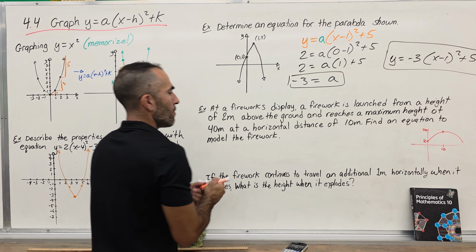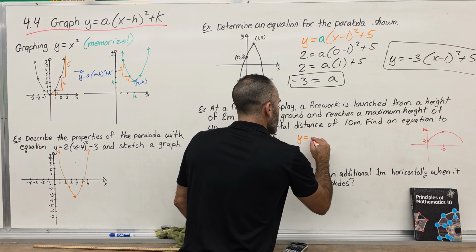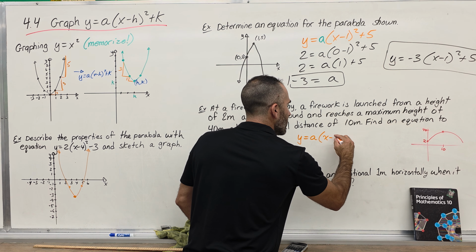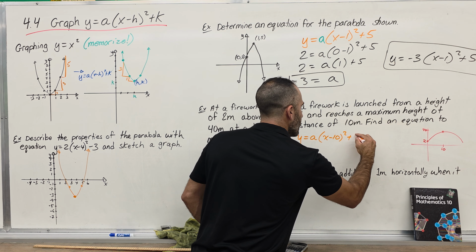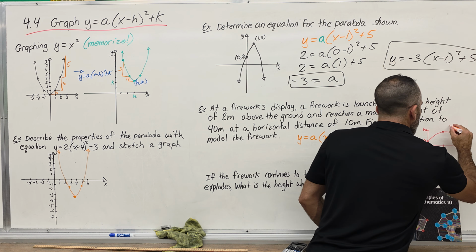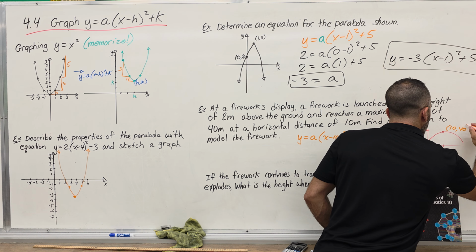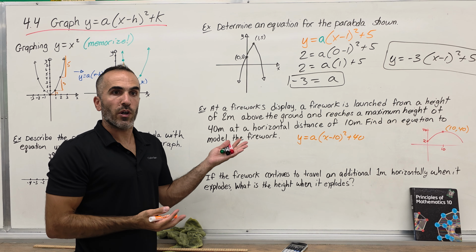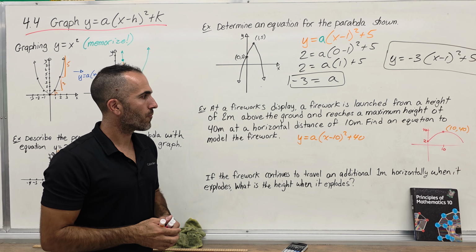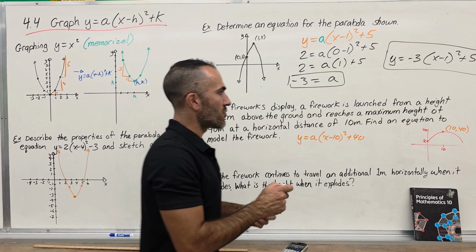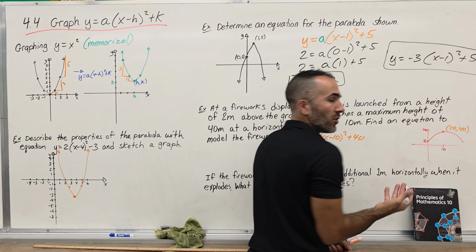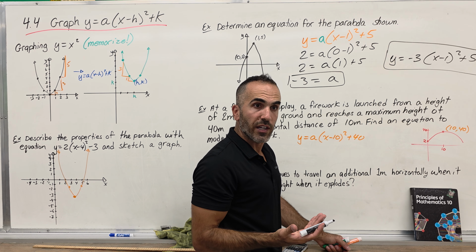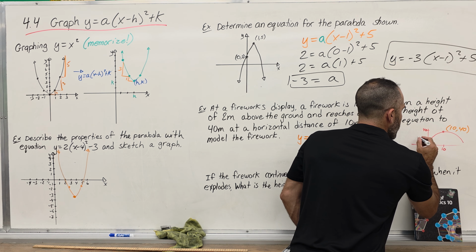I'm going to say y equals a times (x minus 10) squared plus 40, because the vertex is (10, 40). You can determine that from the question without drawing a picture. Go nuts. Now I gotta pick a point and solve for a. I'm gonna pick this point. It's the only one that the question gives me, the starting height. Therefore, that's gonna be (0, 2).